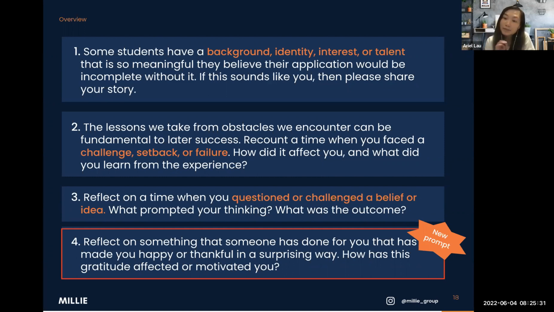And then the 4th one is actually a new prompt. Reflect on something that someone has done for you that has made you happy or thankful in a surprising way. So this is about expressing gratitude and also coming to a reflection or realization afterwards. So it probably needs to be something significant as well, for you to derive some further understanding from it. In that case, I think it would be better for you to try to outline something that someone has done for you with special meaning, to your case or to a greater good.